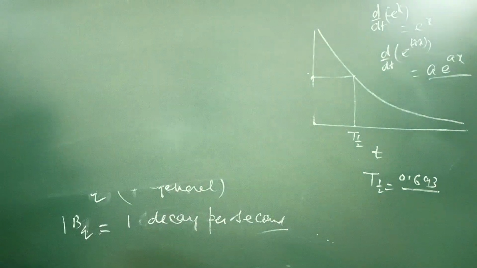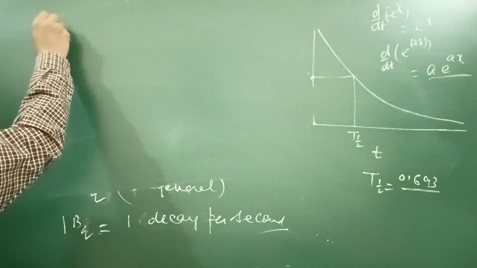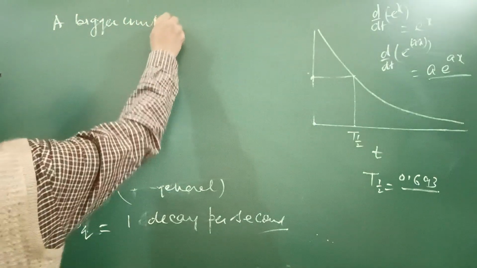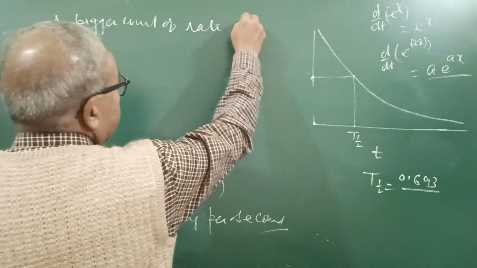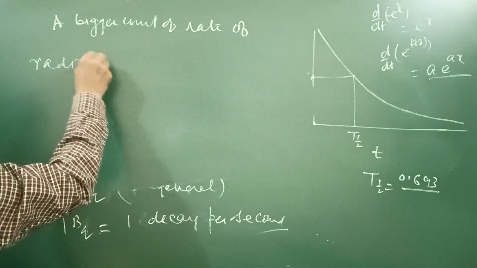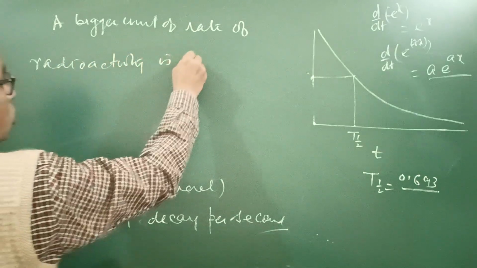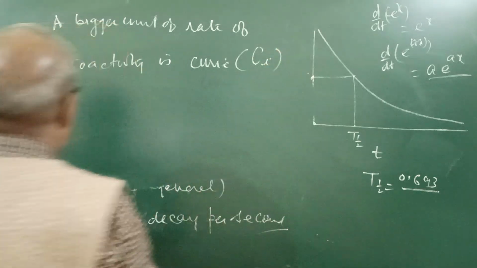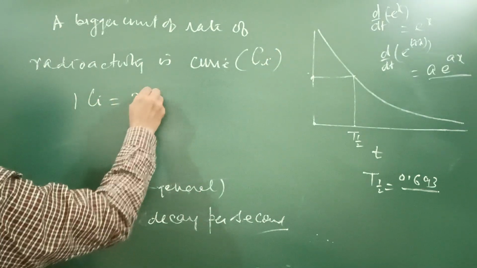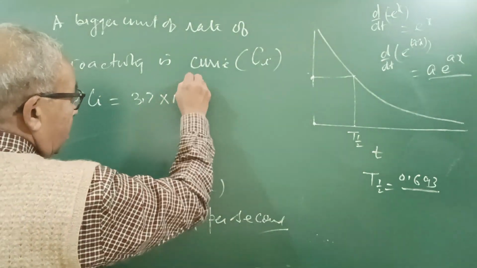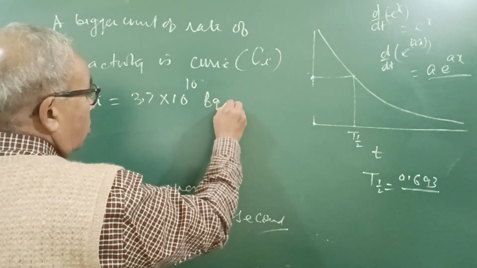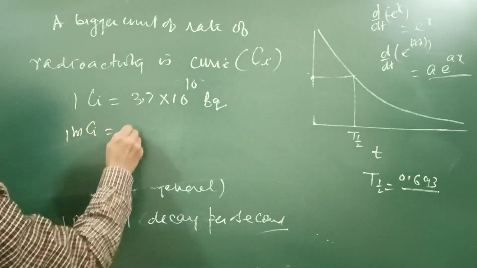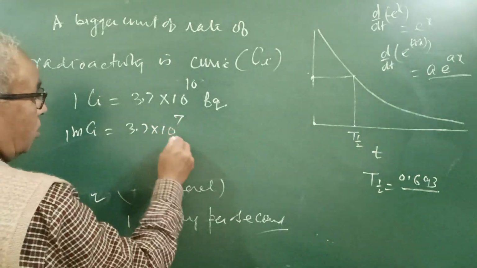The bigger unit of activity, practically, is curie, a bigger unit of rate of radioactivity. Curie, capital C small i, and 1 curie means 3.7 into 10 to the power 10 becquerel, or 10 disintegrations per second. 1 millicurie is also used, 3.7 into 10 to the power 7 Bq.